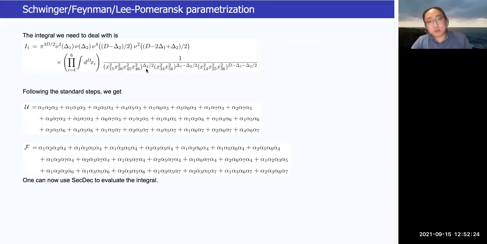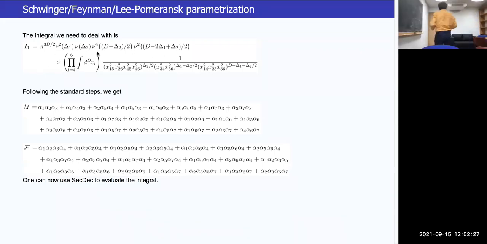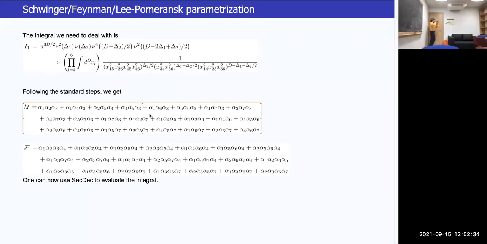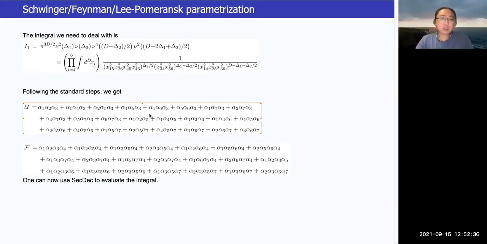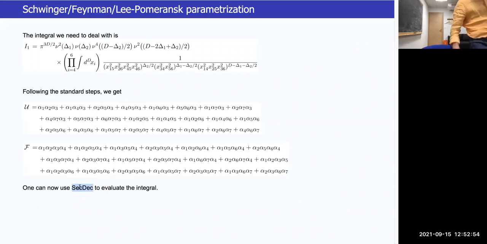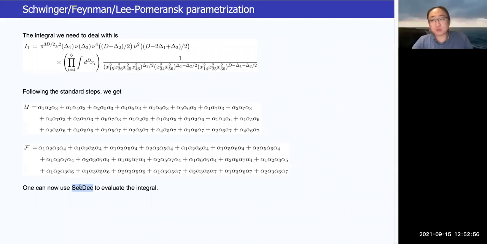Well, anyway, you can just follow the standard steps to derive the corresponding U and F polynomials, and it will give you directly what the polynomials look like. Then you can just do sector decomposition to evaluate these integrals. But for us, for the first loop, we just use Mellin-Barnes. As I'm explaining here, in principle, you can use sector decomposition to deal with a similar problem, to do the analytic continuation.